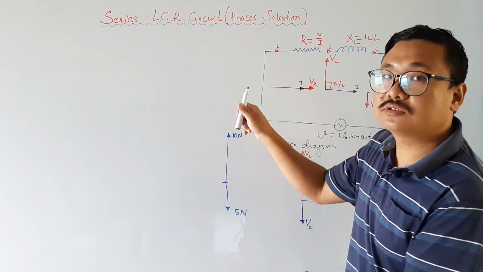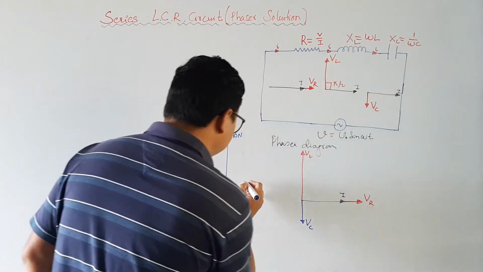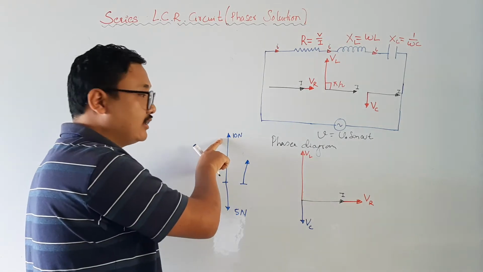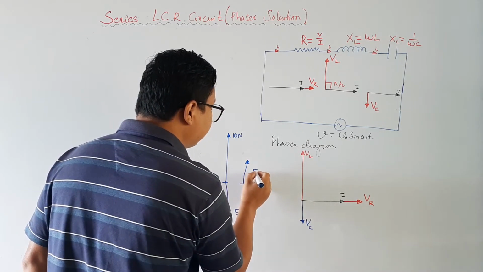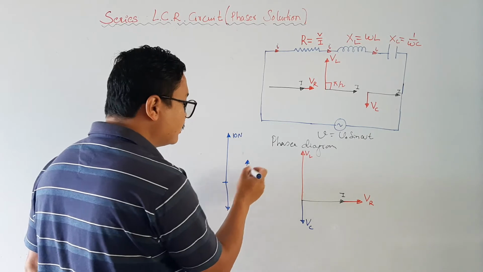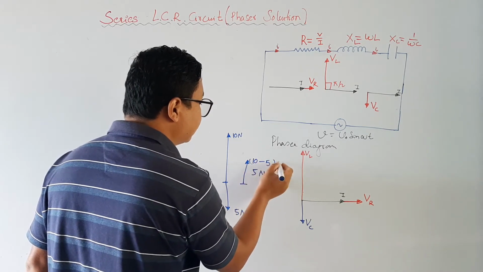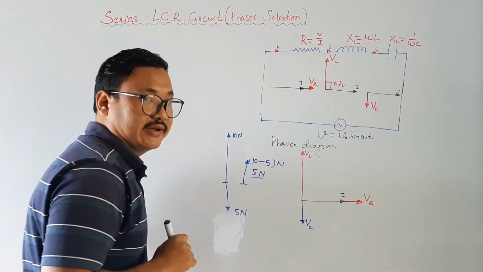How much will be the force? The net force will be in this direction because this will win. And how much will this be? This will be 5 Newton. Why 5 Newton? Because 10 minus 5 Newton will give me 5 Newton.